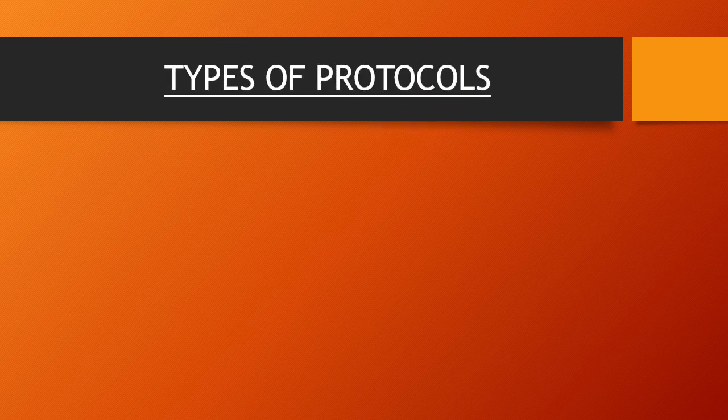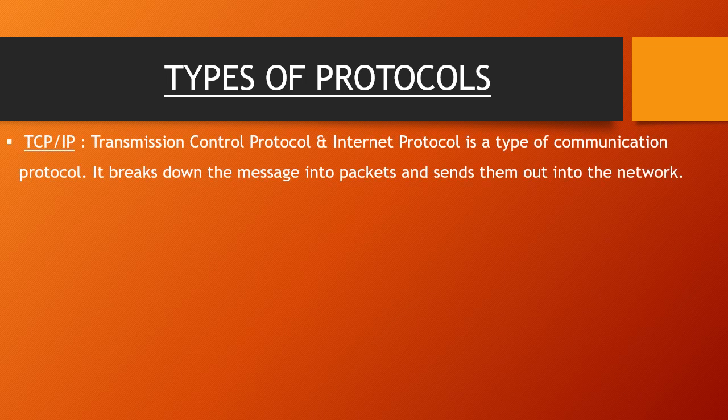Types of protocol. The first protocol we are going to study is TCP/IP. Now, what is the full form of TCP/IP? It is Transmission Control Protocol, that is TCP, and Internet Protocol, that is IP. Transmission Control Protocol and Internet Protocol are a type of communication protocol. They are nothing but communication protocols. When we are sending messages from one place to another, then this protocol will be used.